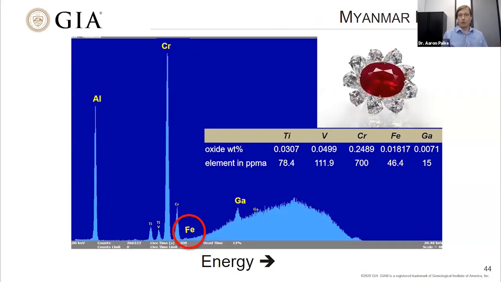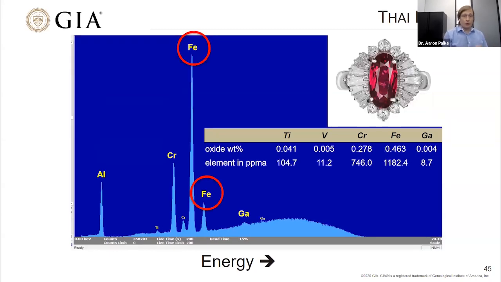And here's what you would look for. A ruby from Myanmar would be a low iron ruby. You could look at an X-ray fluorescence pattern and look for the absence of any iron contribution in that ruby. Whereas for the Thai ruby, you would have a very prominent iron contribution because this stone was formed in a different geological environment in which iron was much more prevalent, and you could easily distinguish these two stones using X-ray fluorescence.